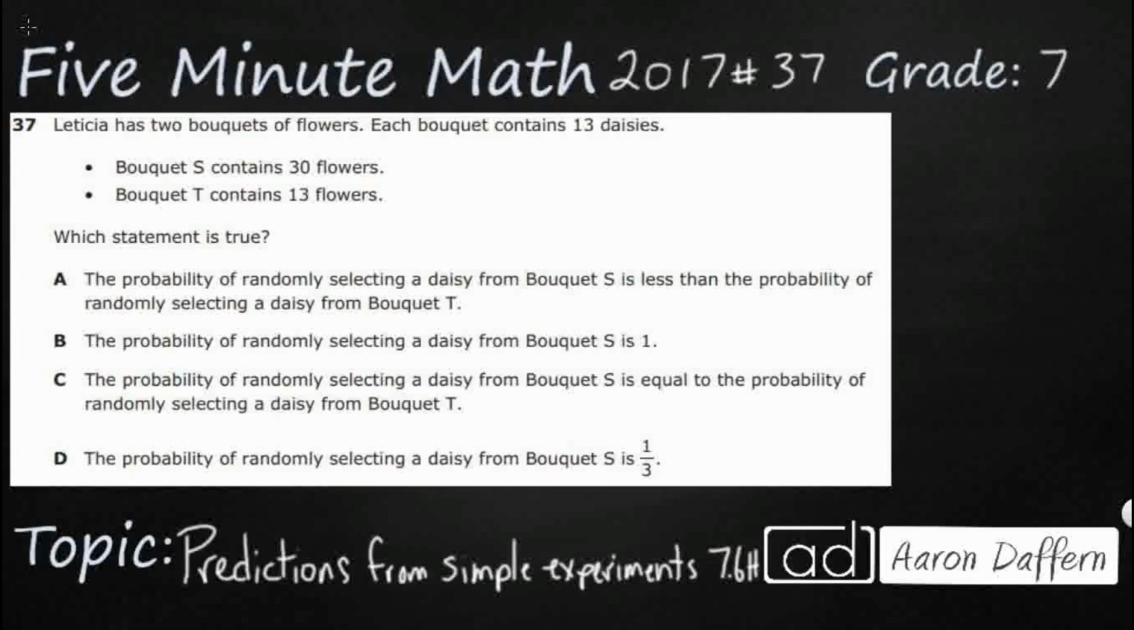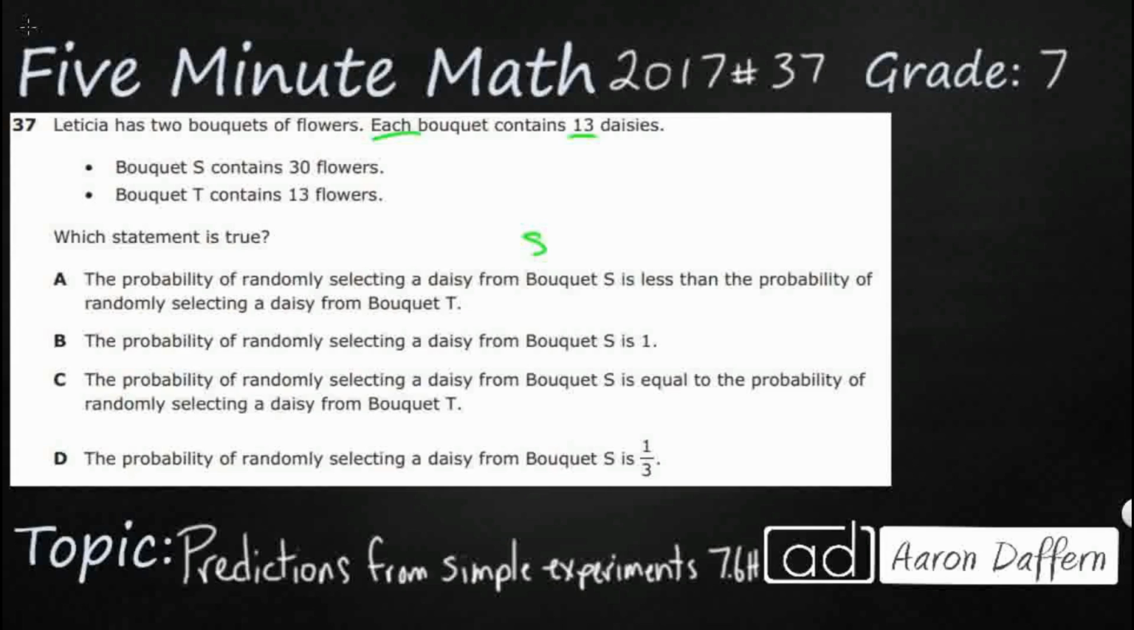So we've got Leticia, and she's got 2 bouquets of flowers, and each bouquet contains 13 daisies. But you notice our bouquets are different sizes. So we've got a bouquet S. This is definitely going to be one that needs a picture. So let me draw a bouquet of 30 flowers.